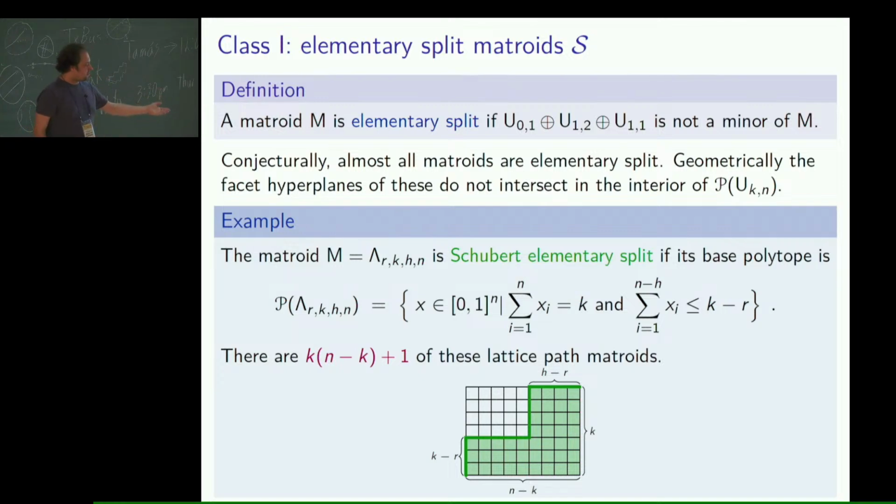If you want to count them, it's quite easy. You can have this inner point wherever. So that's k times n minus k of them. But if you put it on the boundary, they will become all the uniform matroids. So there's one extra. That's how you can count them.